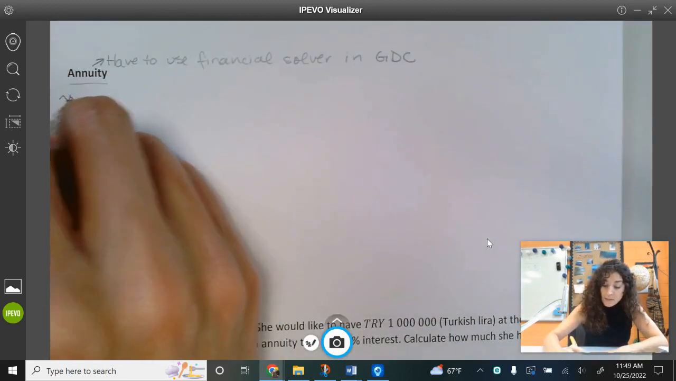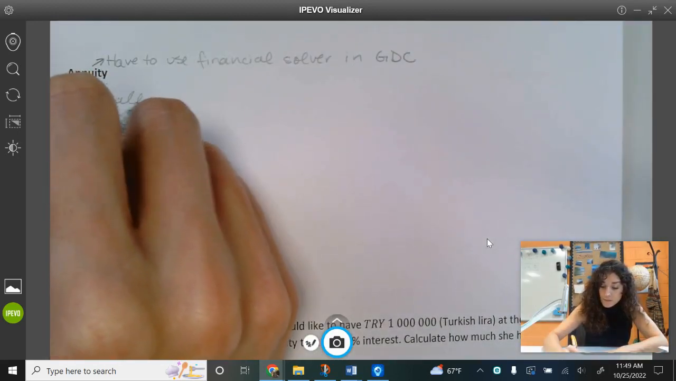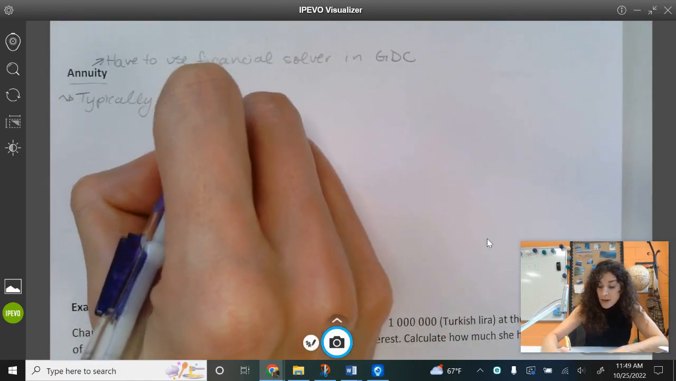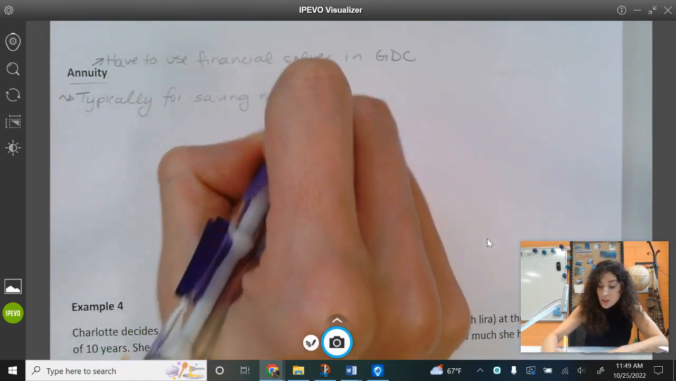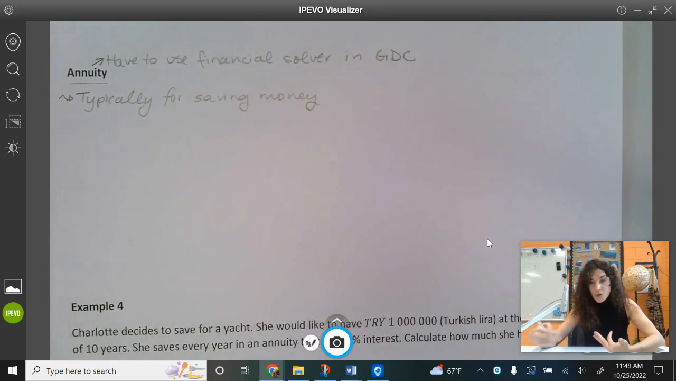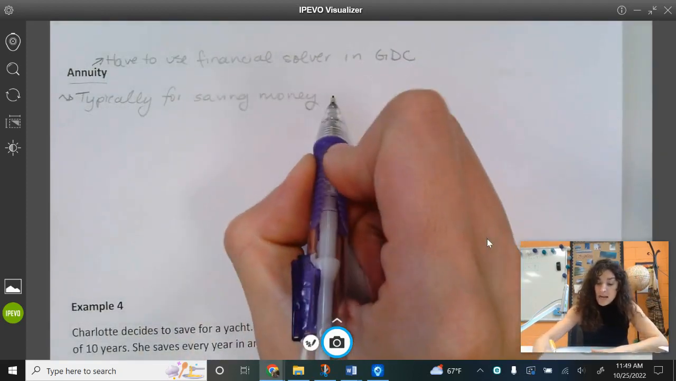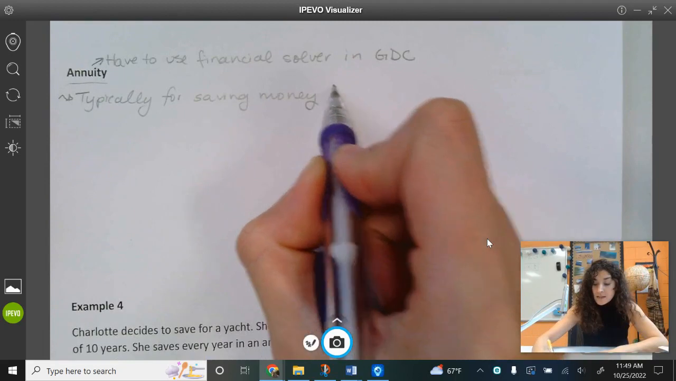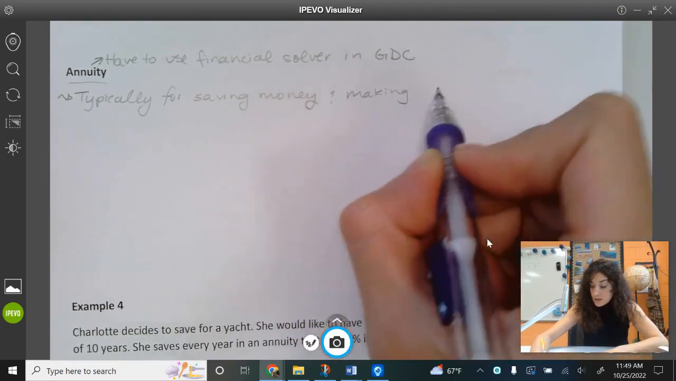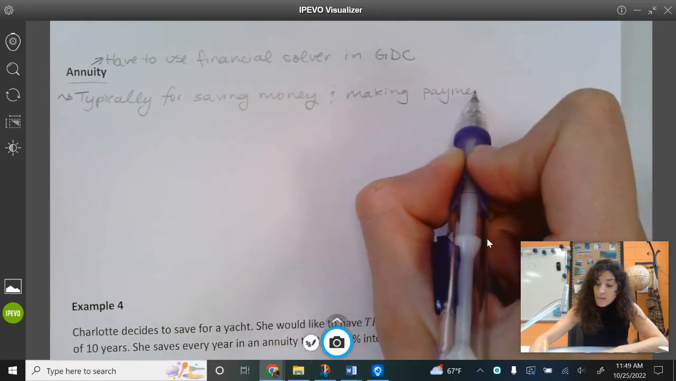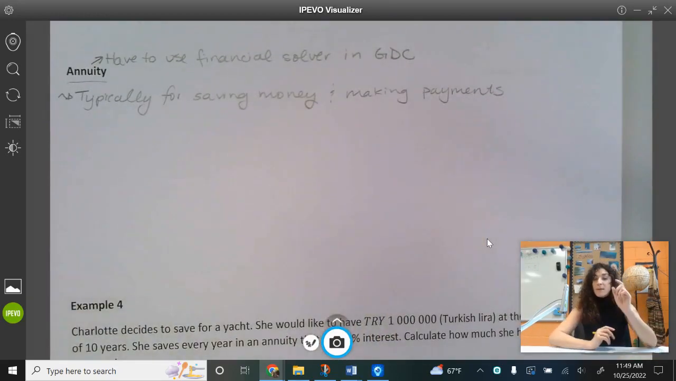So an annuity is typically for saving money. You'll see in these questions below that it says it has an annuity of this. How you know that it's an annuity is that you are saving money and making payments in some way. Example 4 and example 5 have making payments in two different ways, but they are both dealing with payments and they are both dealing with saving money. So those are how you know that it's an annuity.